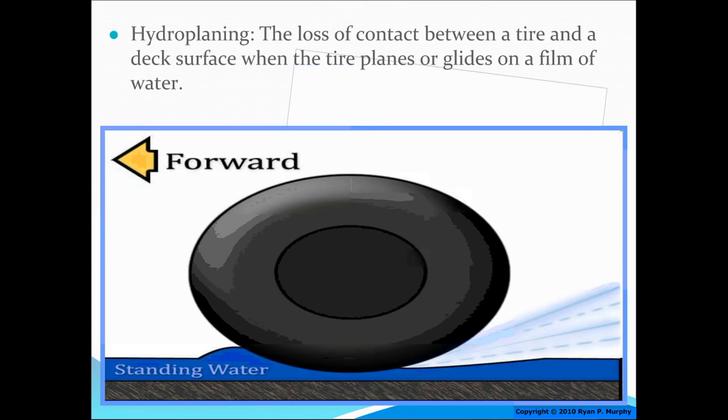Hydroplaning is also an example of surface tension. When the tire and the surface of the water lose contact and the tire planes or glides on a film of water, that's caused by surface tension.